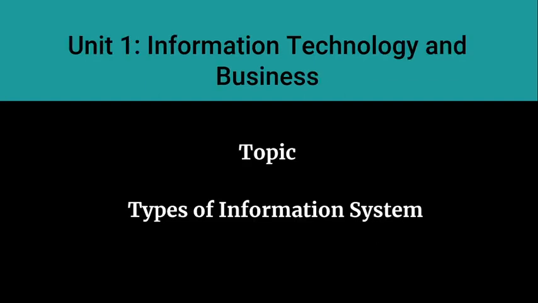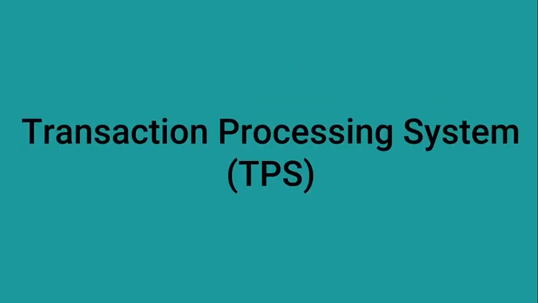In today's class, we are going to continue with Unit 1, that is Information Technology and Business. The topic for today's class is Types of Information System. Under these types of information system, we are going to cover those types which have been provided in your syllabus. Right? So let us begin with the class.